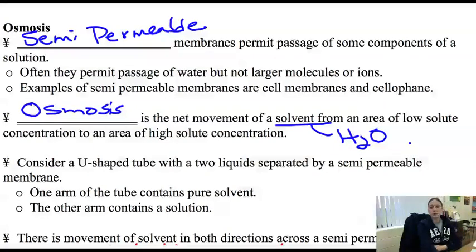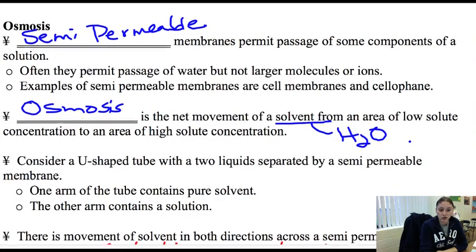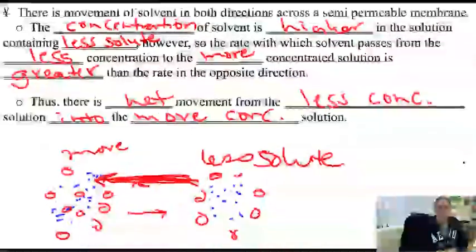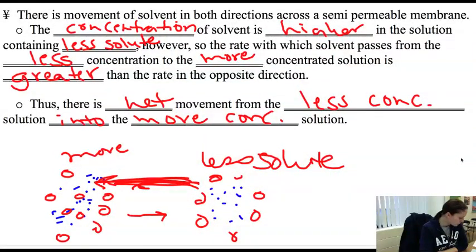Okay, you consider a U-shaped tube with two liquids separated by one of these membranes. One of them is a pure solvent, one of them is a solution. Okay, there is going to be a net movement of solution in both directions. My concentration of solvent is higher in the solution containing less solute. So the rate with which solvent passes from my less concentrated to my more concentrated is greater than the rate in the opposite, meaning it's going to flow to the side where there's more solute to try and even out the two sides.